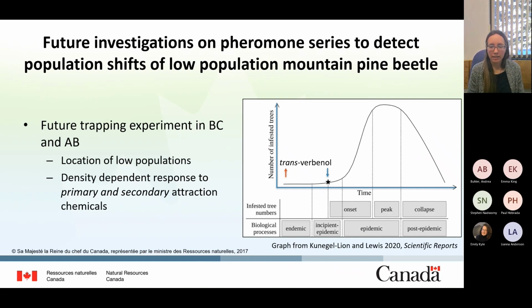So in an experiment that me and two researchers at the CFS are going to do this summer in British Columbia and Alberta, we're going to put out a series of transverbenol and other lures that we want to test, and see if we can not just locate low populations, but find if there's a density-dependent response to their own pheromone. The idea is that at very low populations in this population graph, we would find more sensitivity to high transverbenol, but when they are starting to transition to outbreak, we would see this lower sensitivity to transverbenol. And that could be used as an indicator by managers that beetle populations are increasing.